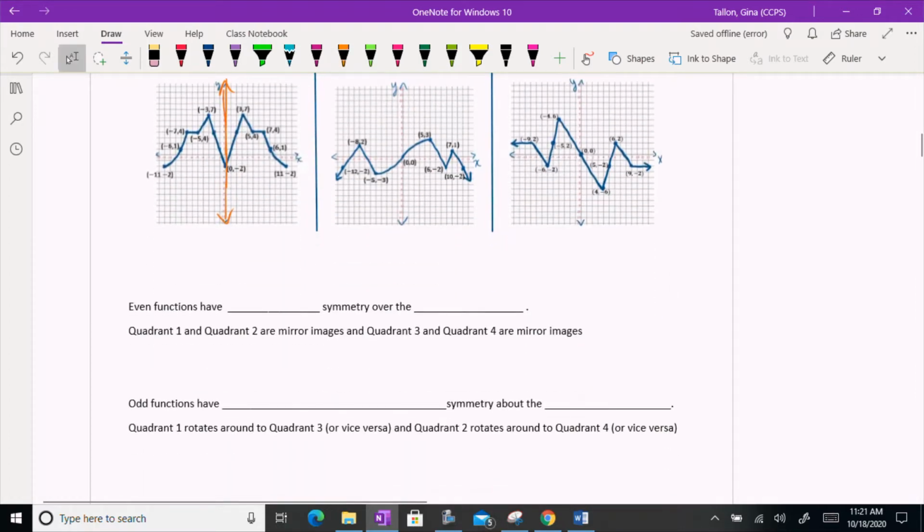So let's go ahead and fill this in. Even functions have something we're going to call line symmetry over the y-axis.